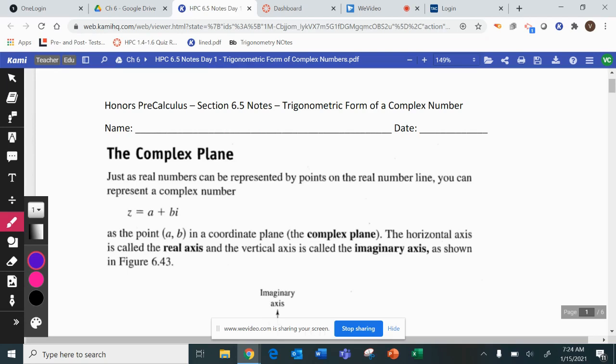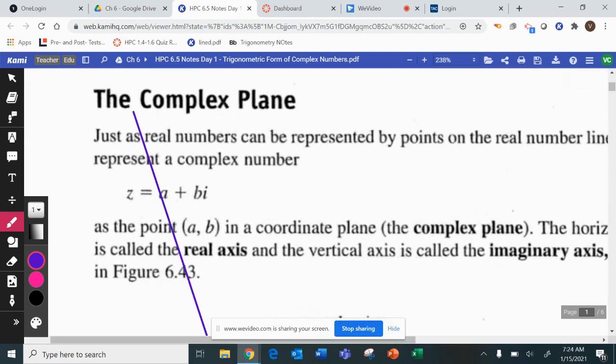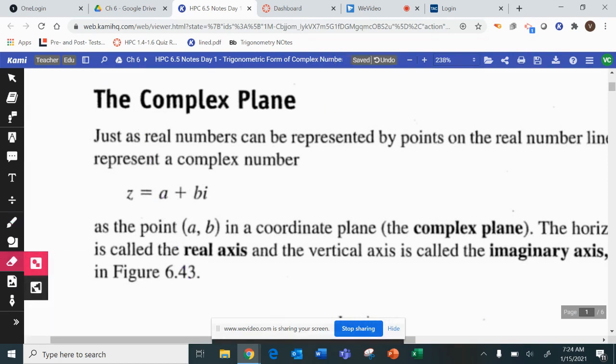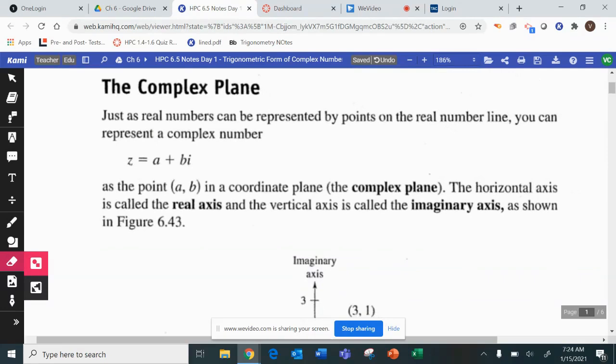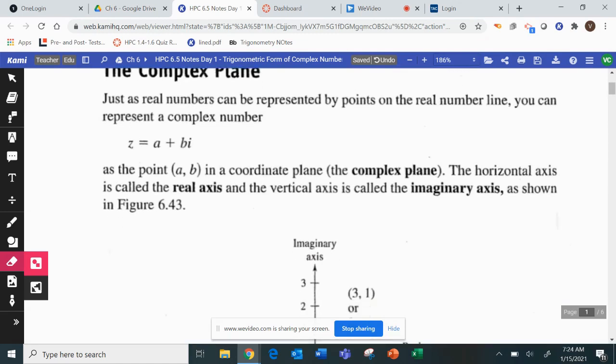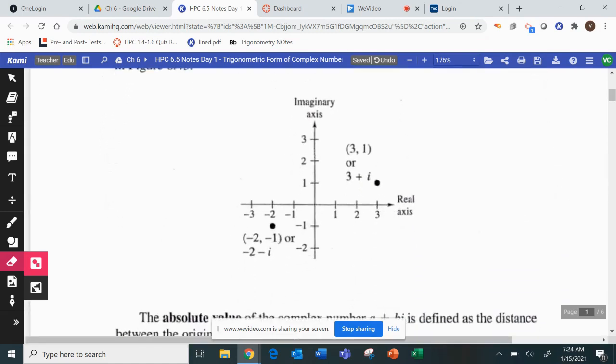Just as real numbers can be represented by points on the real number line, you can represent a complex number, z, which equals a plus bi, as the point (a, b) in a coordinate plane, which we're going to call the complex plane. The horizontal axis is called the real axis, and the vertical axis is called the imaginary axis, just like this. So where we were to graph the ordered pair (3, 1), we can now graph 3 plus i.